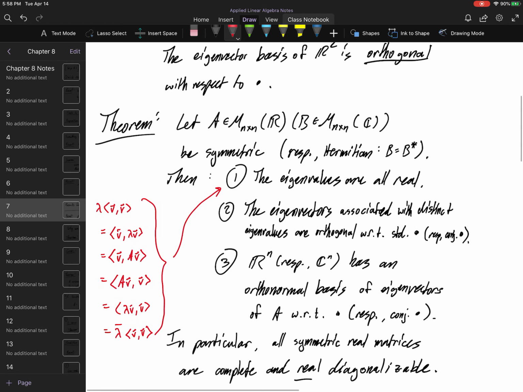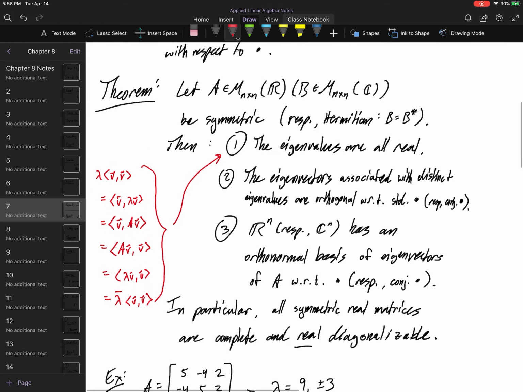I have a theorem for you that tells you how easy it is to get these orthogonal bases, but it requires that we have symmetric matrices. This is not a complete characterization. This is not an if and only if. So just because you have an orthogonal collection of eigenvectors does not necessarily mean that you come from a symmetric matrix. But if you can guarantee that your matrix is symmetric, then you get a whole bunch of really great properties.